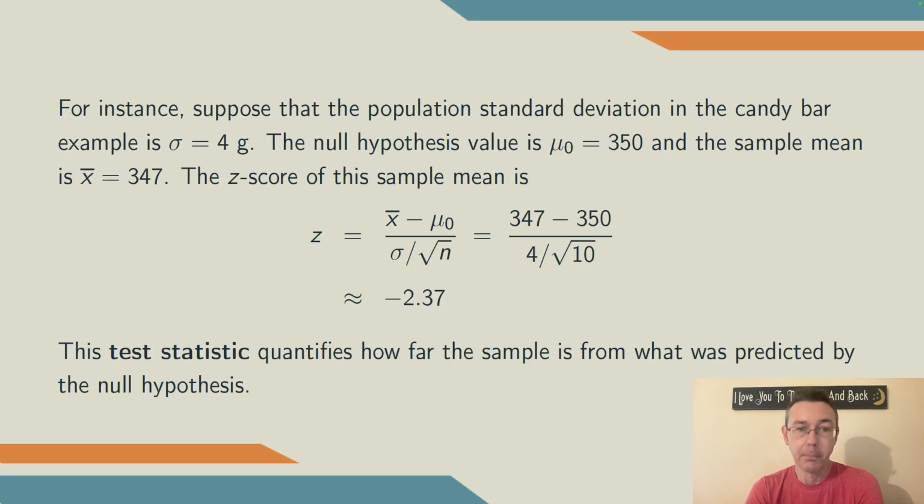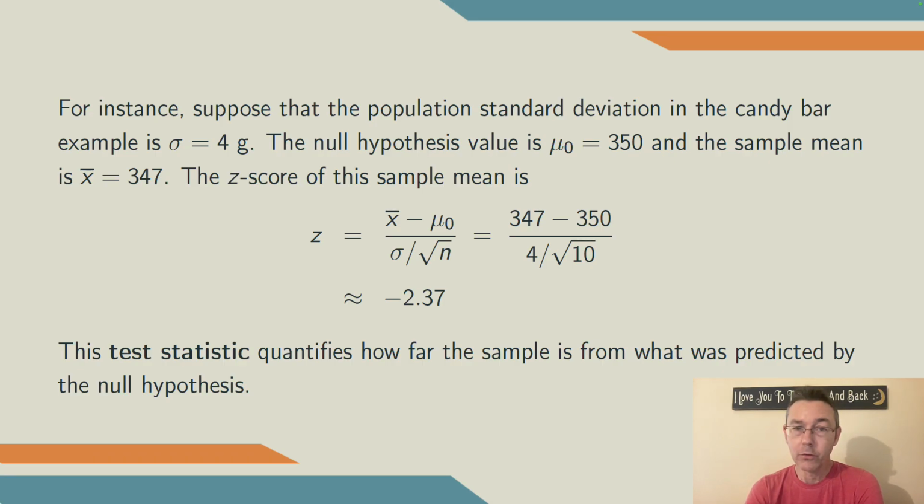Coming back to our chocolate bar example, suppose that the population standard deviation of those candy bars is 4 grams. The null hypothesis value is 350 and the sample mean was 347. So plugging in, we can compute a z-score for that sample mean of about negative 2.37. So if the null hypothesis is true, the data that we got is about 2.37 standard deviations below what we would have expected for a sample mean.